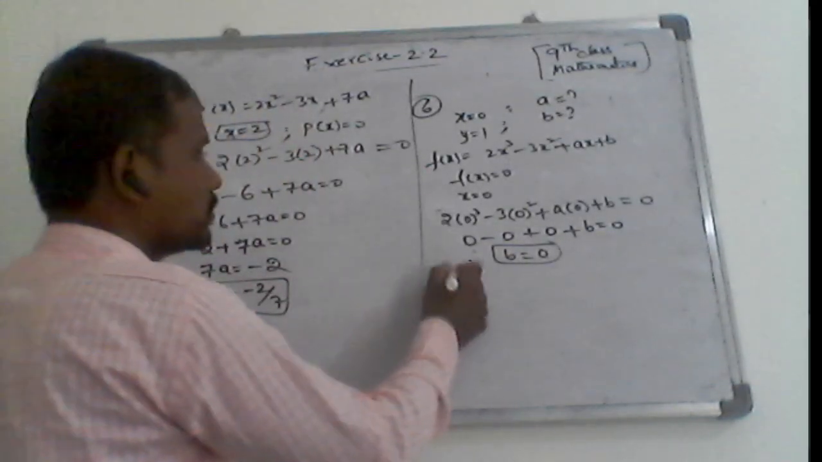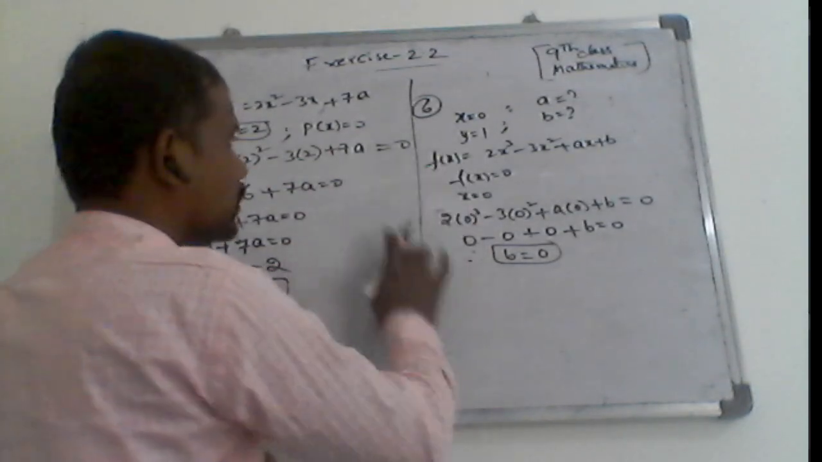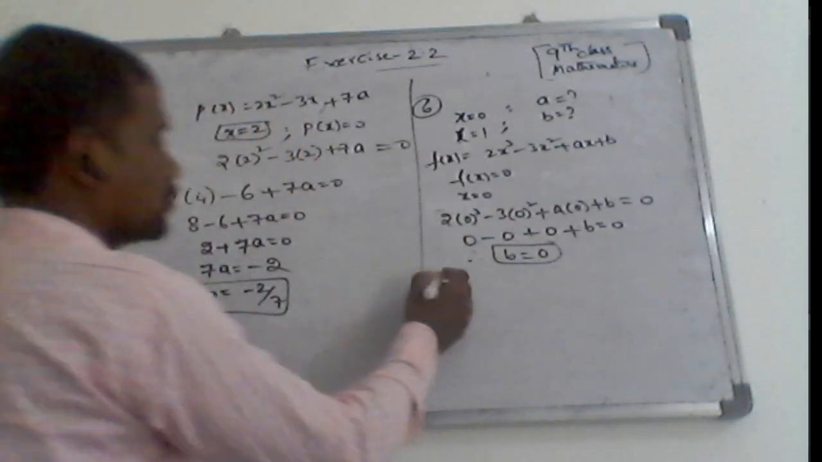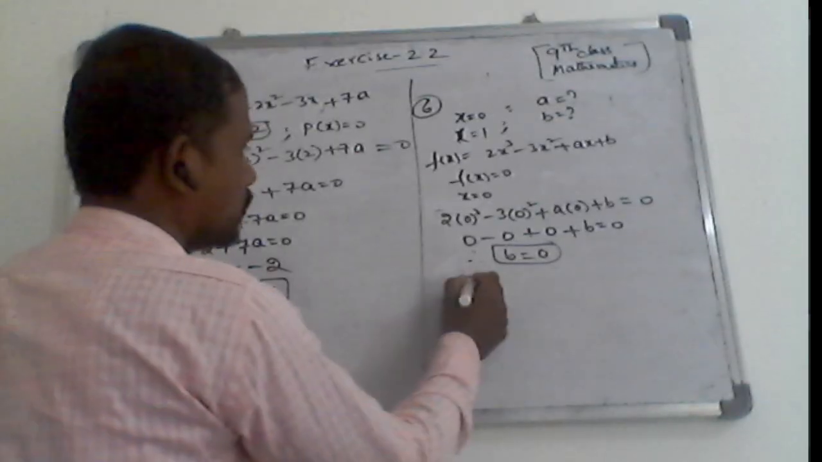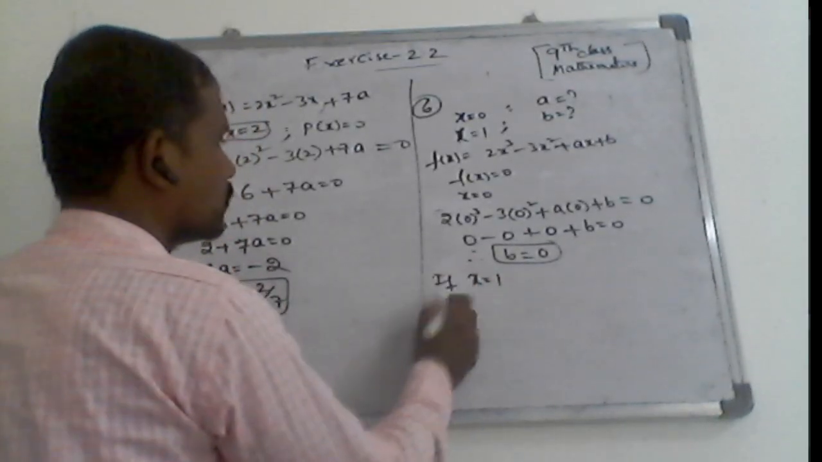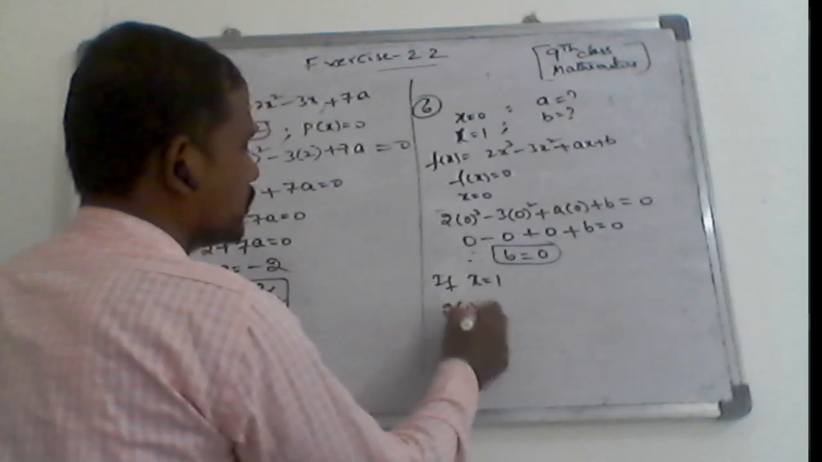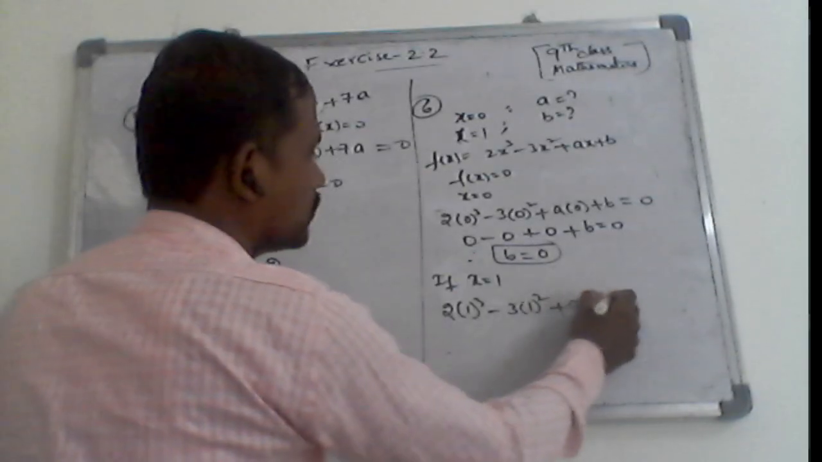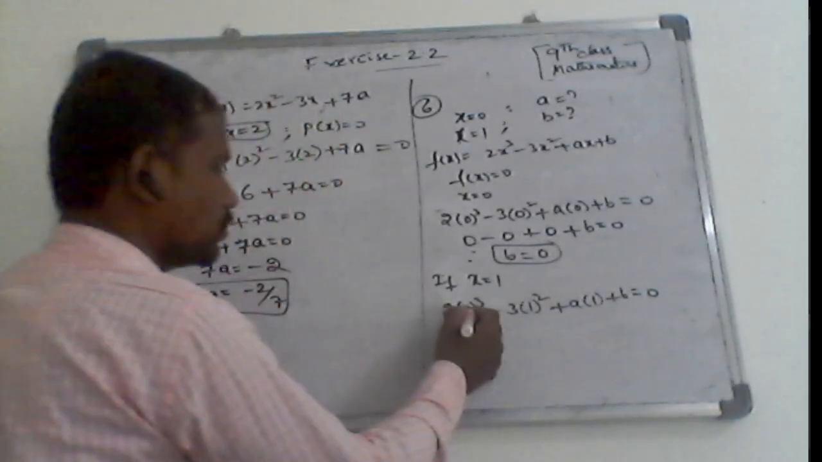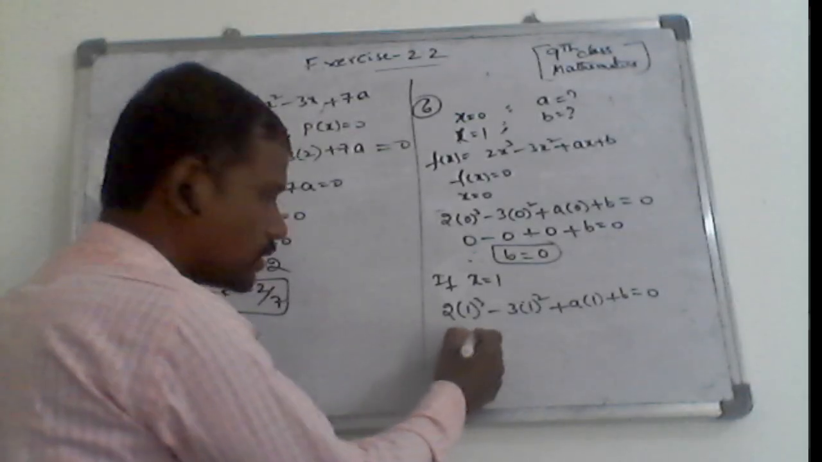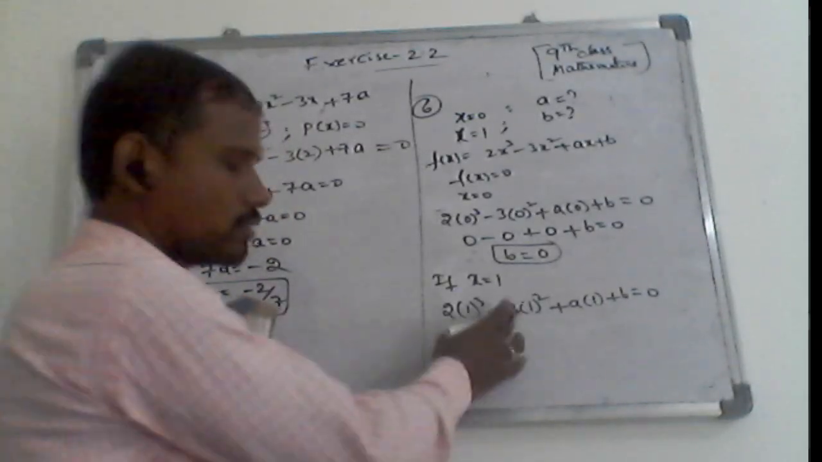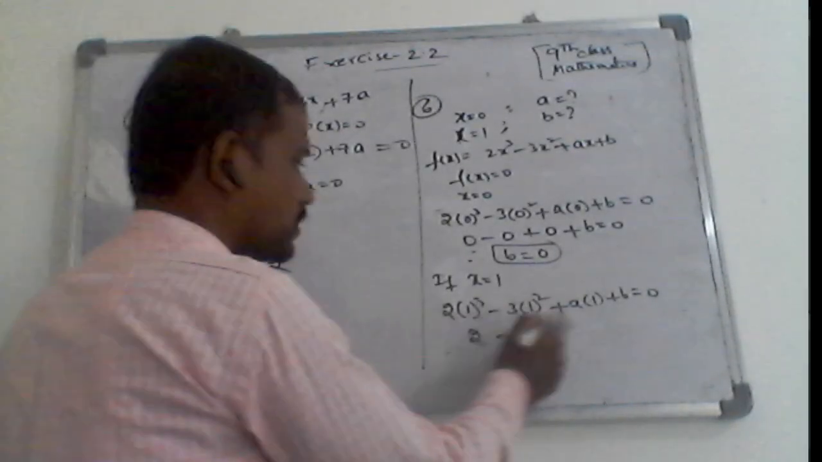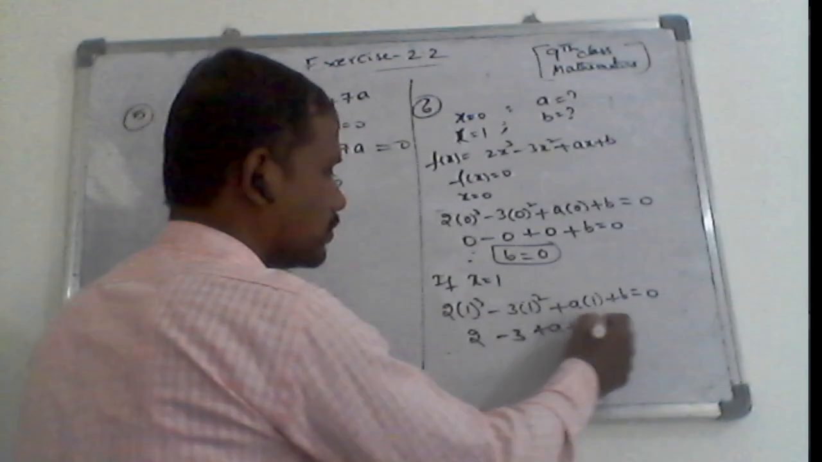Next one, substitute x equal to 1. If x equal to 1, then 2 into 1 cube minus 3 into 1 square plus a into 1 plus b equal to 0. 1 cube value is 1, so 2 into 1 is 2, minus 3 into 1 is minus 3, so plus a plus b equal to 0.